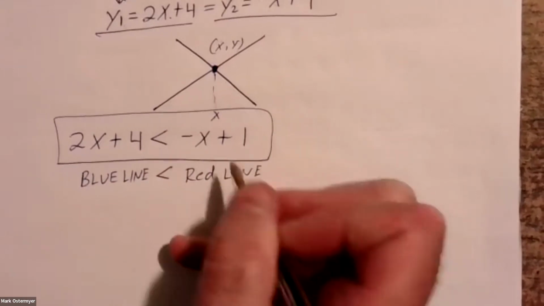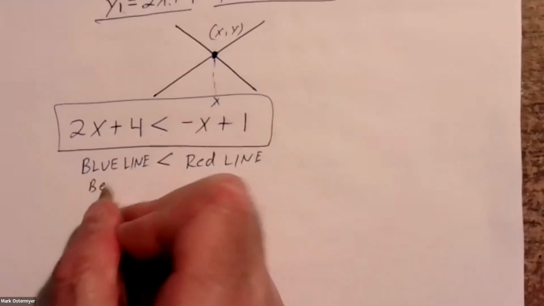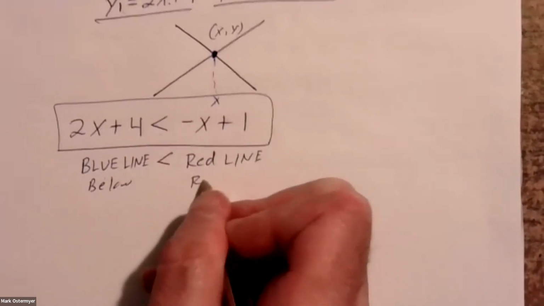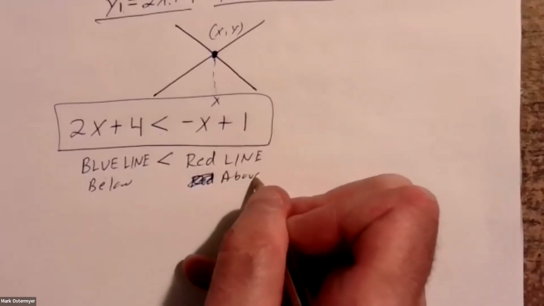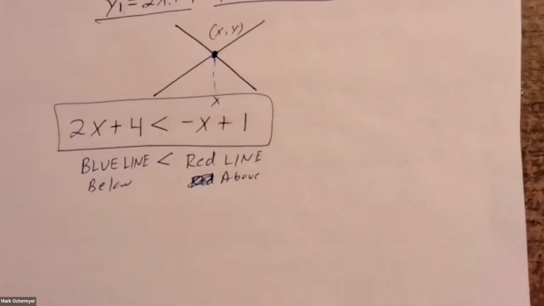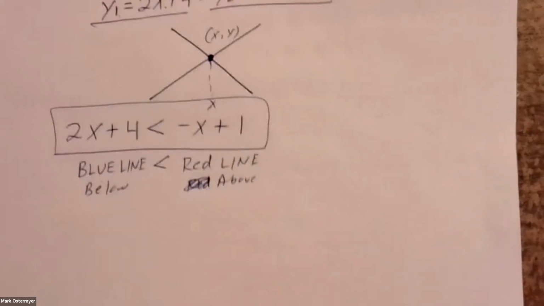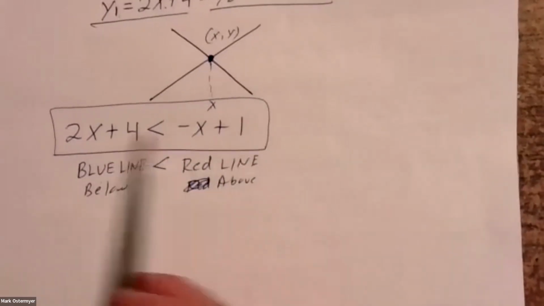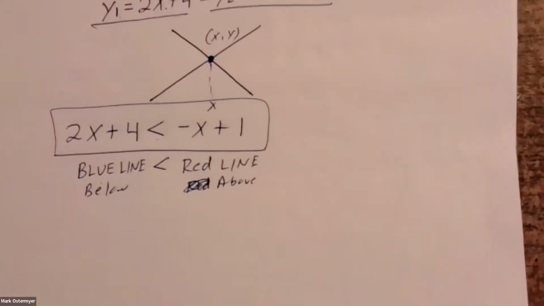That's to say, ladies and gentlemen, that my blue line better be below the red line. And the red line must be above the blue line, okay? So we want to determine for what x values is the blue line below the red line, because that solution set will be the solution set to this inequality. So let's just go back to our graphing calculator and take a look at that graph here.